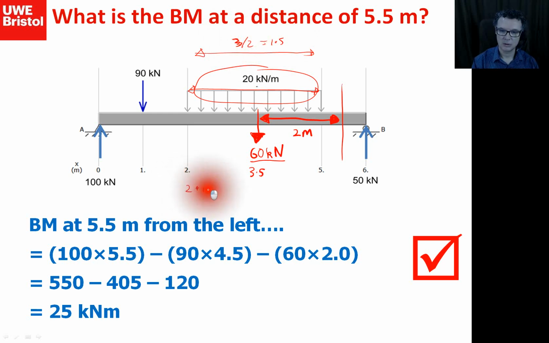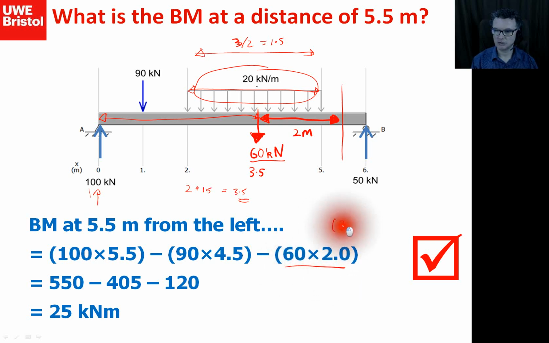plus 1.5, and then that equals 3.5. So the midpoint location of the UDL relative to this x start equals 0 is going to be 3.5. So if I'm at 5.5, I've now got that this is going to create a turning moment of minus 60 times 2. So that's 5.5 take away 3.5. That's where the 2 is coming from. Okay.